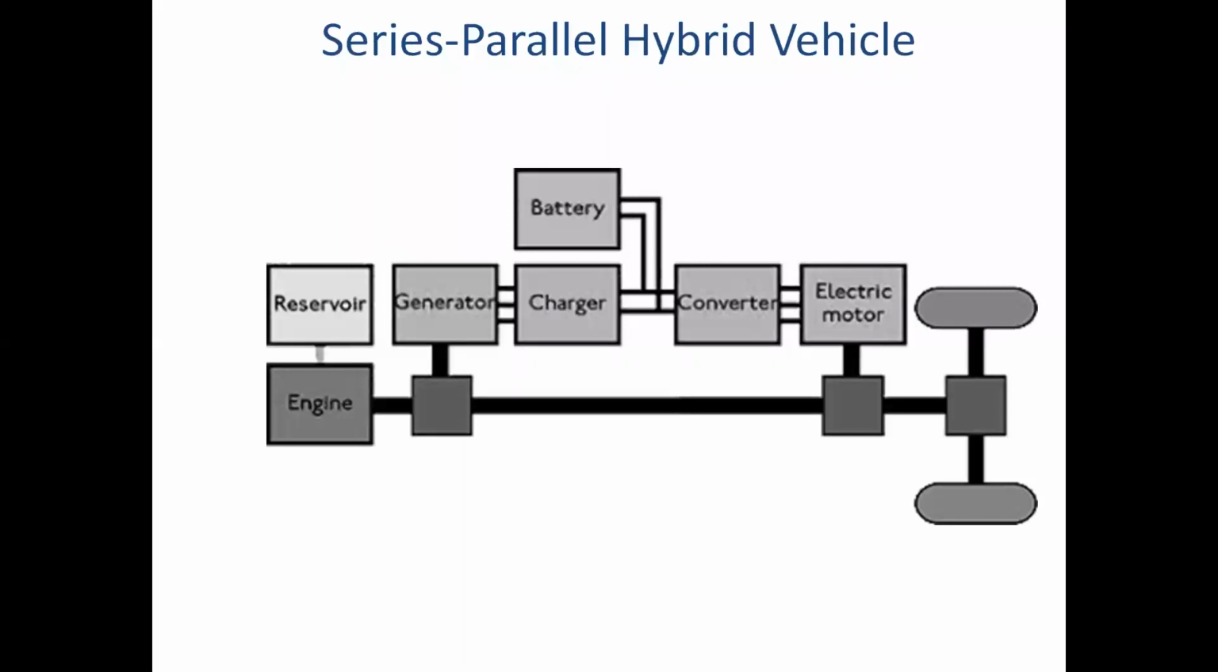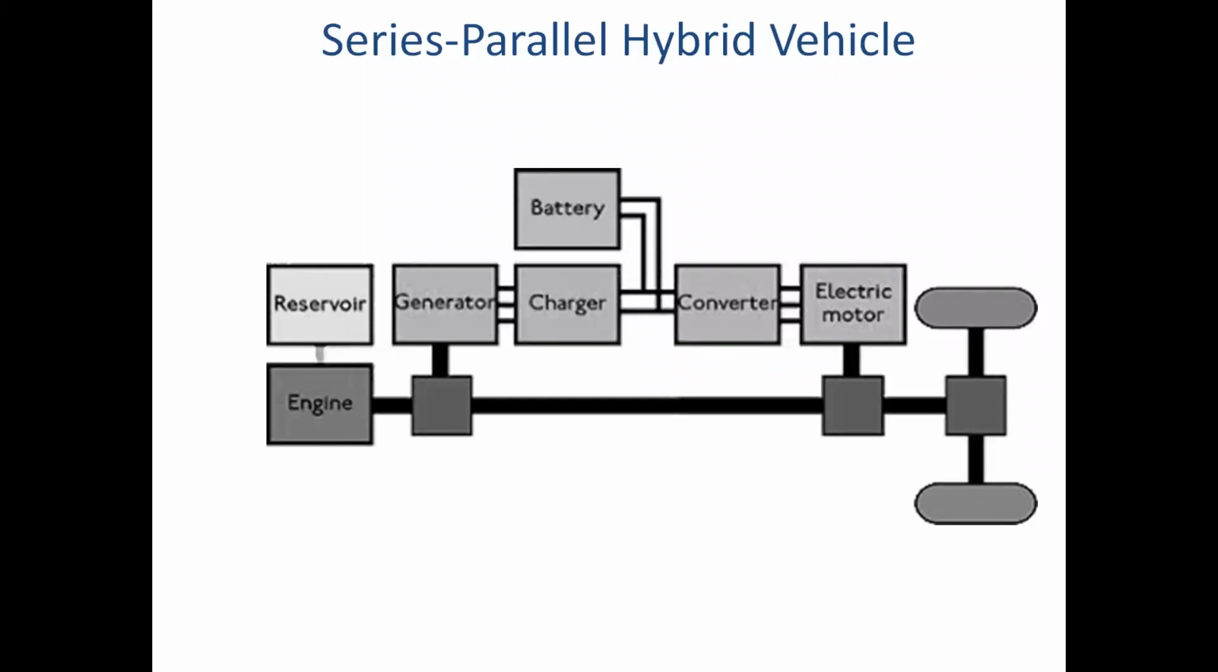Now, series parallel hybrid vehicle. In the series parallel hybrid vehicle, you can see that the engine is directly connected to the transmission also. So this IC engine has one parallel shaft, as well as one more link to the generator. Generator is connected to the charger and battery, and a converter is there, and that converter gives power to the electric motor, and the electric motor also supplies power to the transmission.